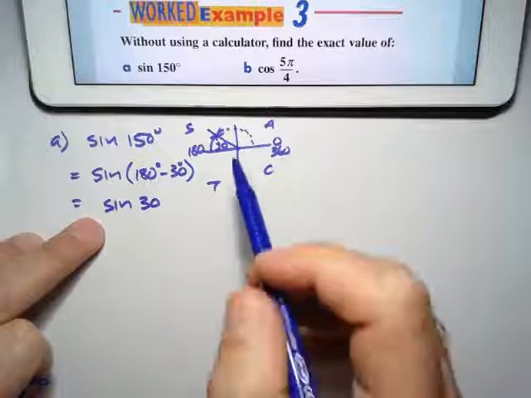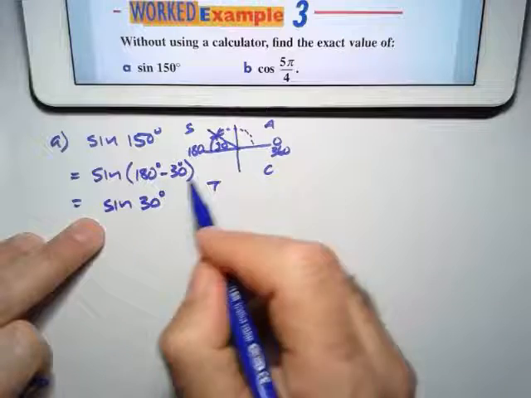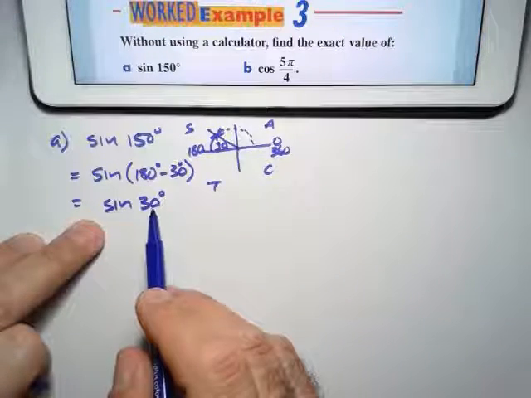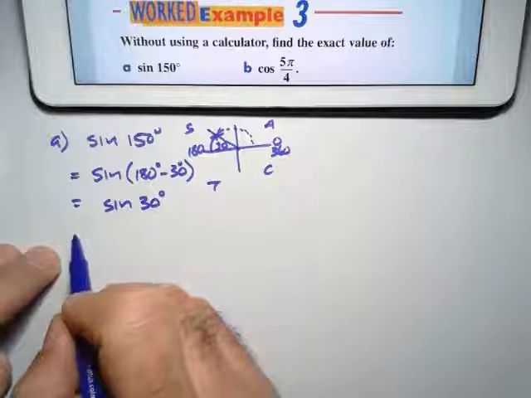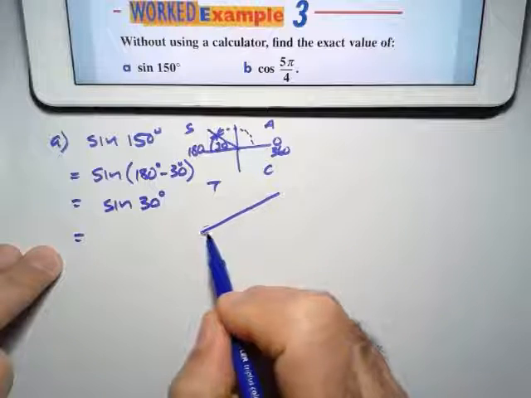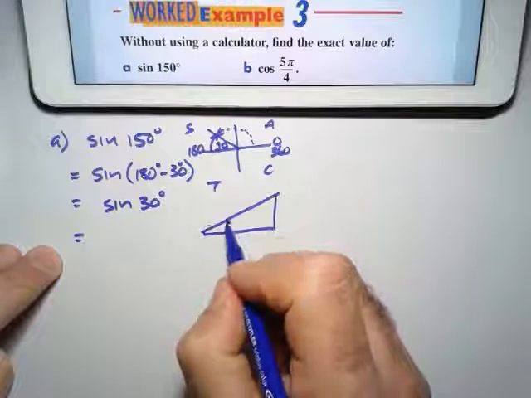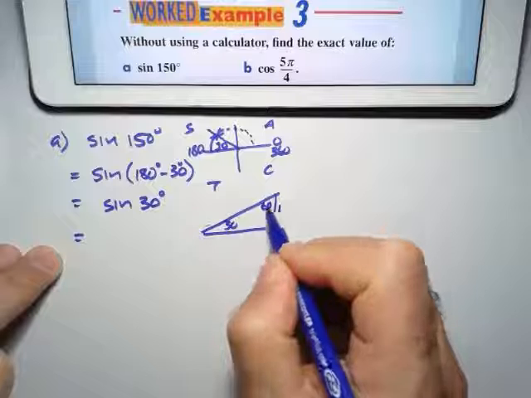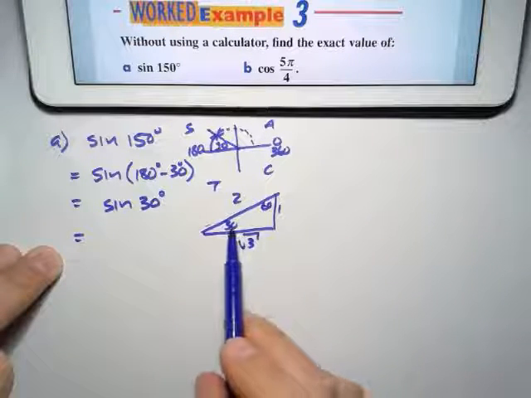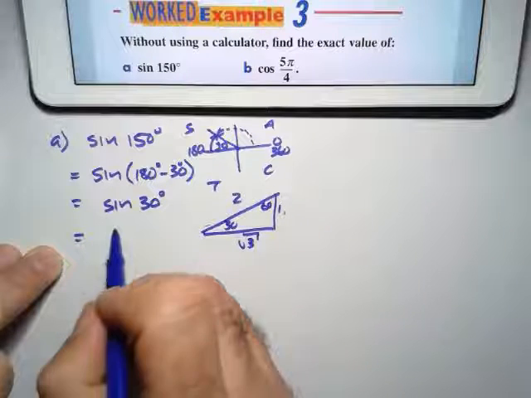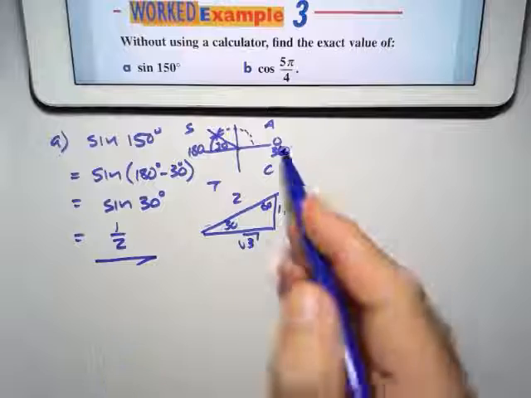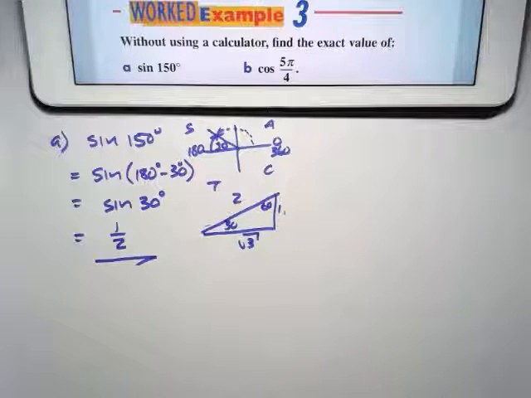All I need to worry about is the sine. In my second quadrant, sine is positive, so the sine of 150 is exactly the same as the sine of 30. I now have sine of 30, which I can do using my special triangle. 30, 60, 1, 2, square root 3. So sine of 30, sine is opposite over hypotenuse, which equals a half. So your answer is a half. You have to have all of this to get full marks.